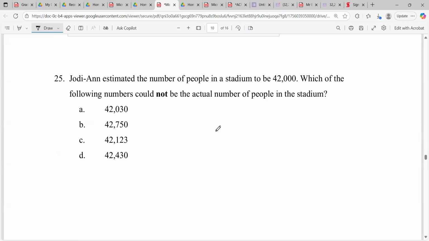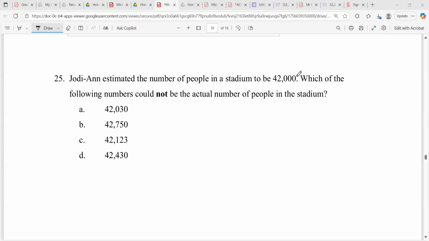Jordan estimated the number of people in the stadium to be 42,000. Which of the following numbers could not be the actual number of people in the stadium? A, 42,030, B, 42,750, C, 42,123, D, 42,430. Good luck with that one.